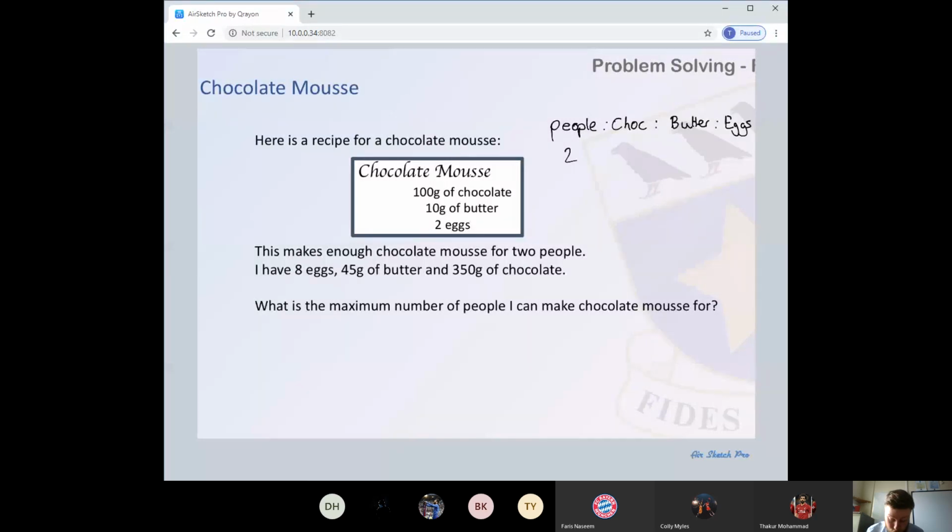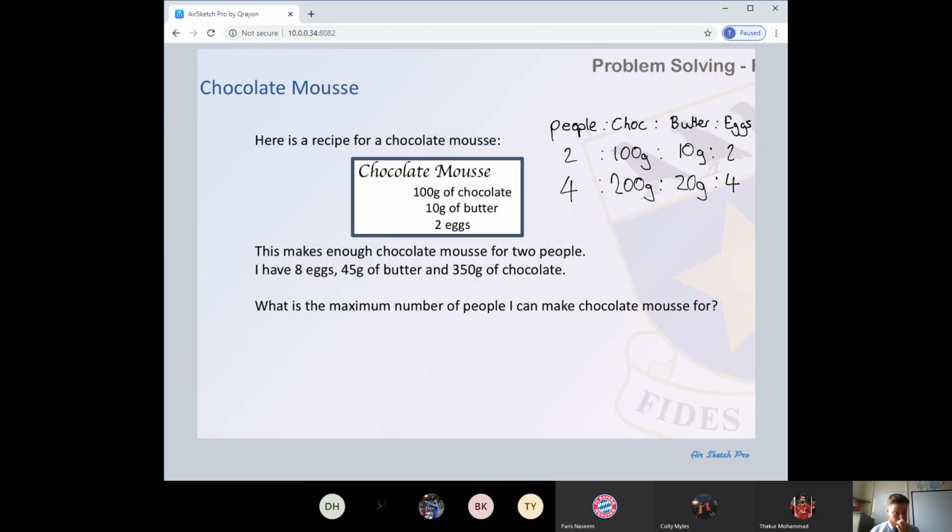They are the things that we need. For 2 people, it takes 100 grams of chocolate, 10 grams of butter, and 2 eggs. Okay? Now what we can do is we can start to scale things up, keeping those proportions the same. So if we doubled everything, so we had 4 people, that would take 200 grams of chocolate, 20 grams of butter, and 4 eggs.